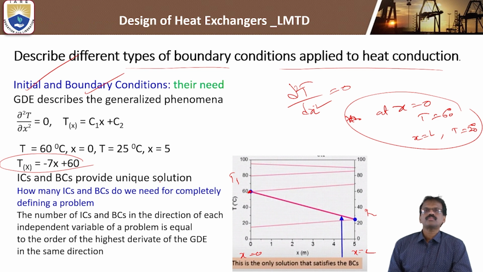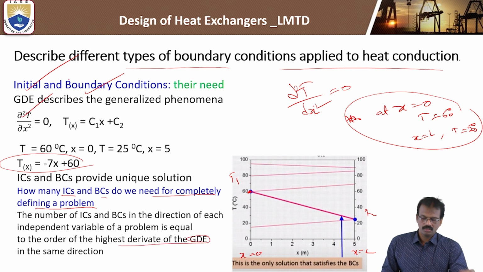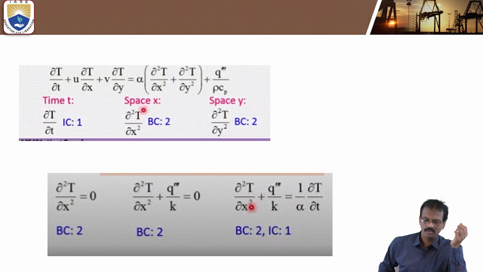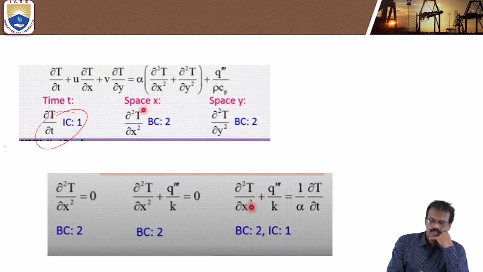Next, how many initial conditions and boundary conditions do we need for completely defining the problem? The number of ICs and BCs in the direction of each independent variable of a problem is equal to the order of the highest derivative in the governing differential equation. Here, two derivatives, one derivative, two derivatives and three derivatives. Here this is the single derivative, dou T by dou small t.